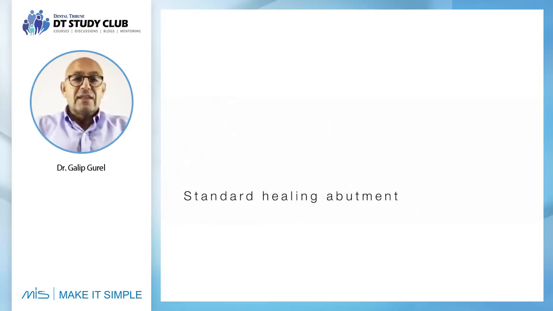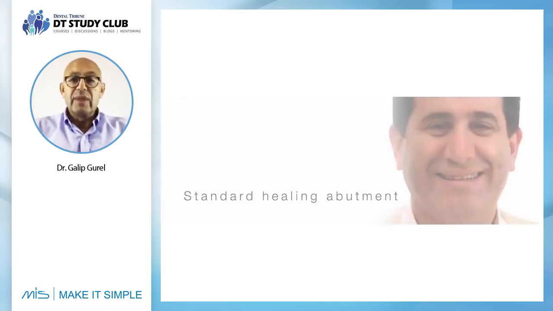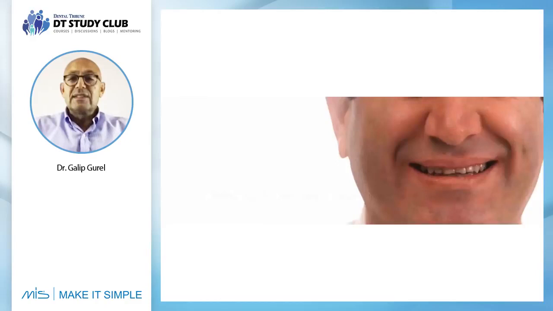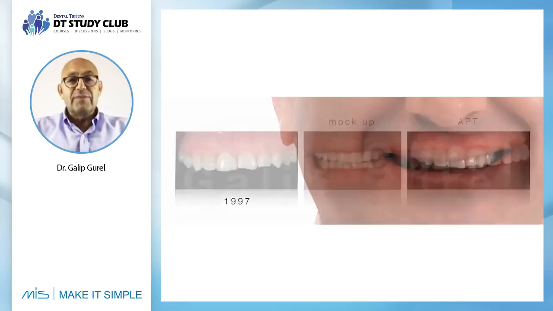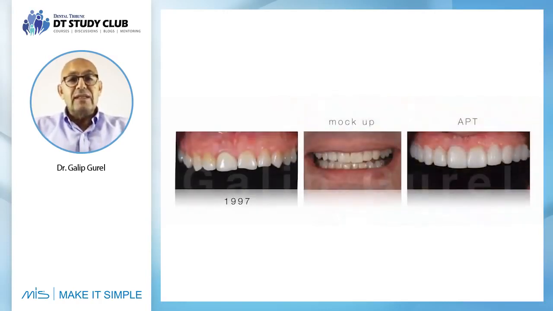So let's start with a case we did years ago with a standard healing abutment. This patient was our very old patient. We treated this patient basically in 1997. So he had this crown on the right upper central. However, we wanted to improve the smile.